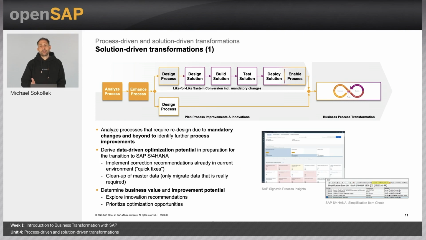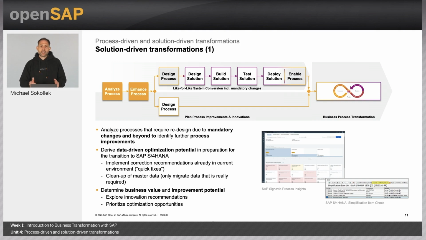A solution-driven transformation starts with the analysis of processes and the identification of potential enhancements. SAP Signavio Process Manager supports the analysis of the redesign of processes due to mandatory changes, in line with simplification items and the compatibility scope.